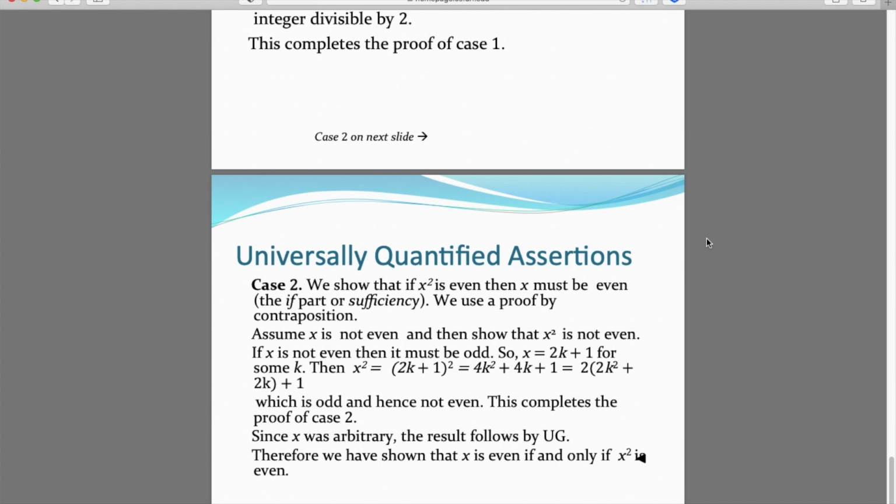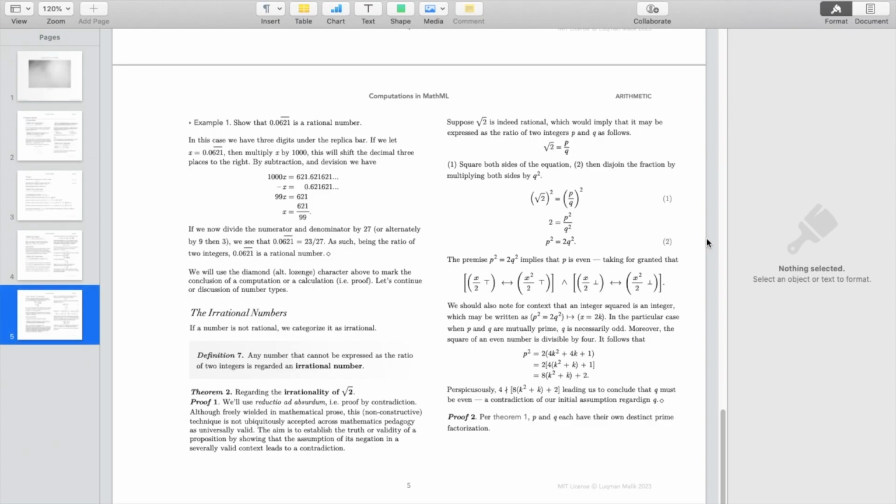This completes the proof of case 2. So therefore, we have shown that x is even if and only if x squared is even. All right, so this is sufficient, right? These two ideas here to continue working with this notion. So we should also note for context that an integer squared is an integer.